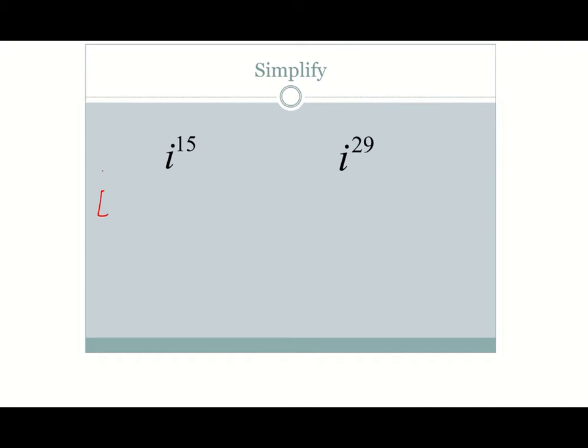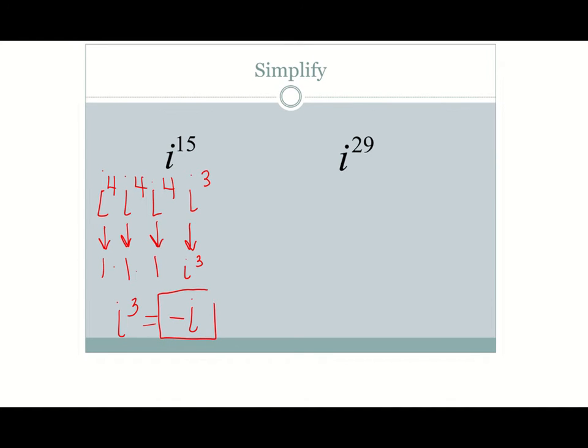So if I have i to the 15th, I have 15 i's, so I could have i to the 4th, that's 4, 8, 12. If I have one more, that gives me 16, so I would have i to the 3rd. Well, i to the 4th is 1, i to the 4th is 1, and i to the 4th is 1. So I'd have 1 times 1 times 1, which is just 1. 1 times i to the 3rd is i to the 3rd, and we know that i to the 3rd equals negative i.